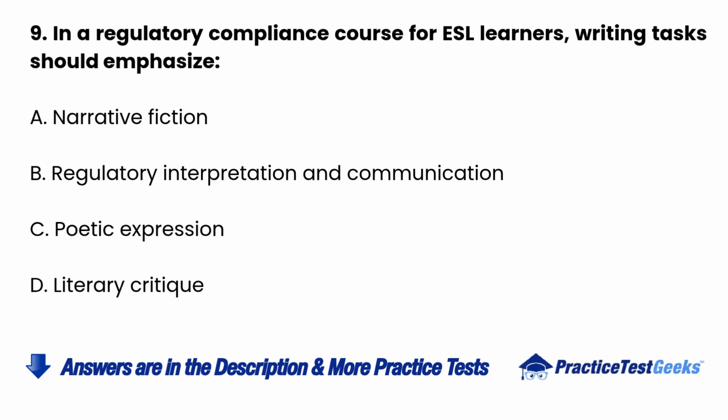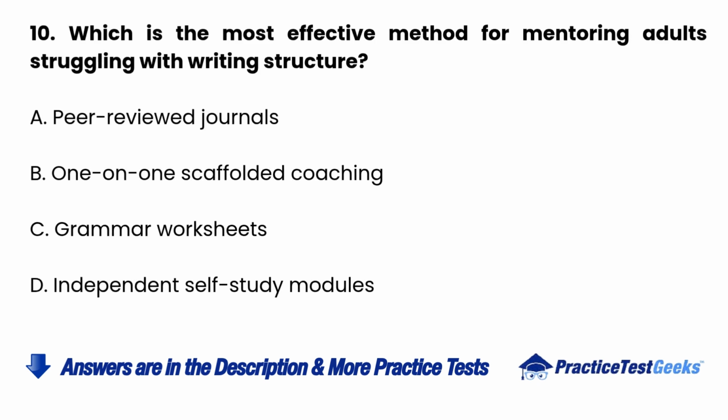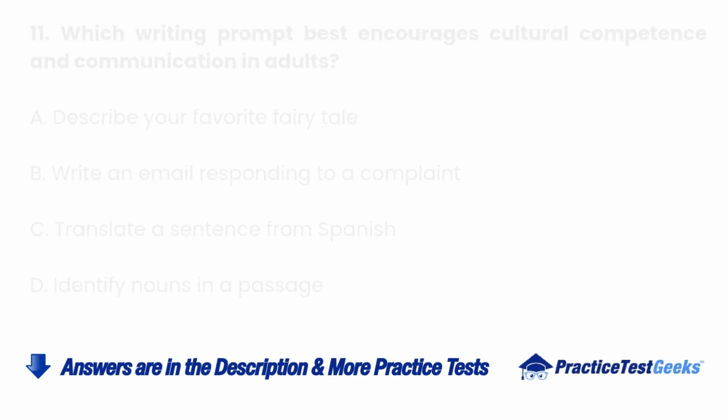C. Poetic expression. D. Literary critique. 10. Which is the most effective method for mentoring adults struggling with writing structure? A. Peer-reviewed journals. B. One-on-one scaffold coaching. C. Grammar worksheets. D. Independent self-study modules.